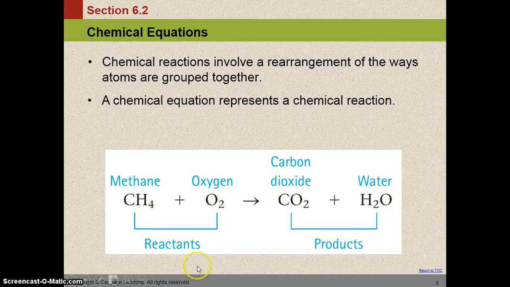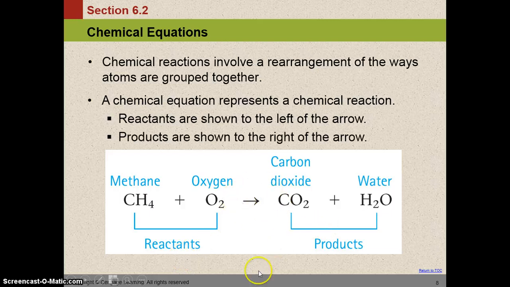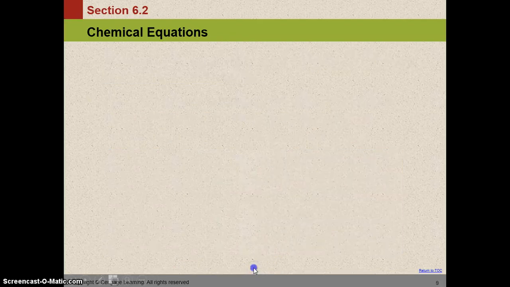And at this point, I'm going to tell you that anytime you have a hydrocarbon, that's what this is called, it could have carbon and hydrogen, or carbon, hydrogen, and oxygen. Anytime you burn it in oxygen, always your products are going to be carbon dioxide and water. That's one of the things you just have to remember, especially for the test. The reactants are always to the left of the arrow, so the arrow points to the products. The products are to the right.